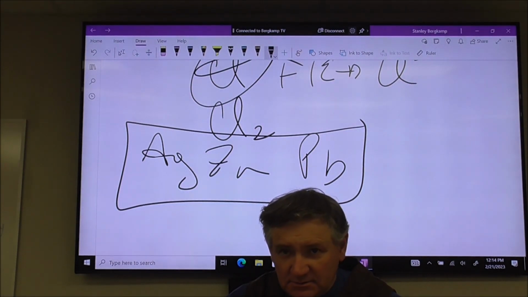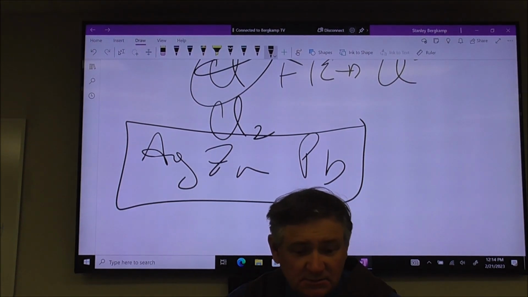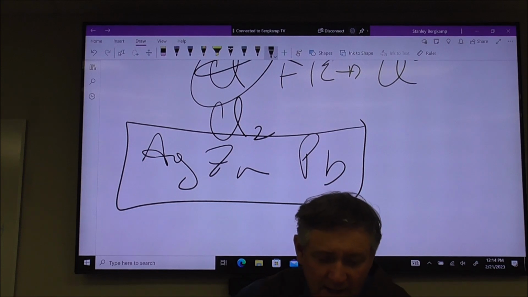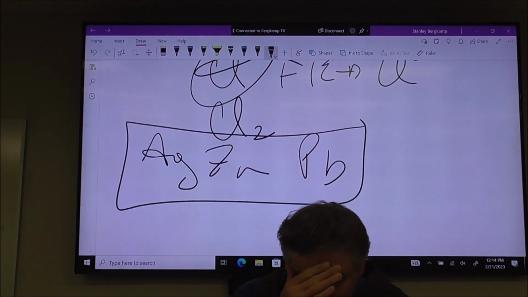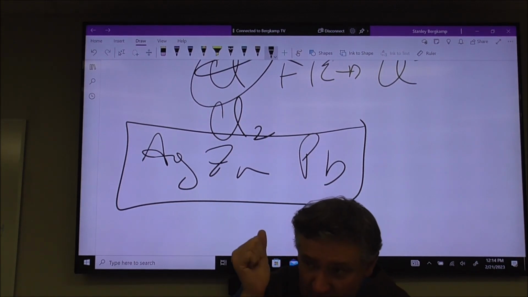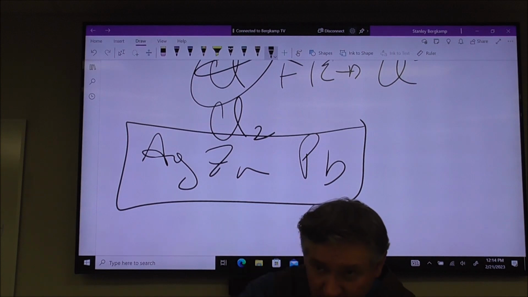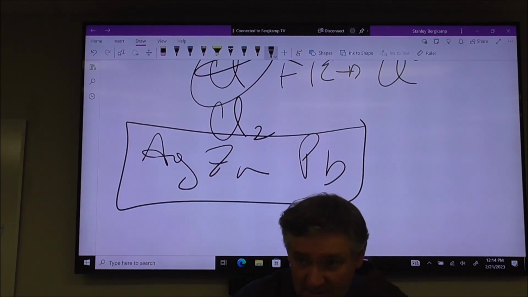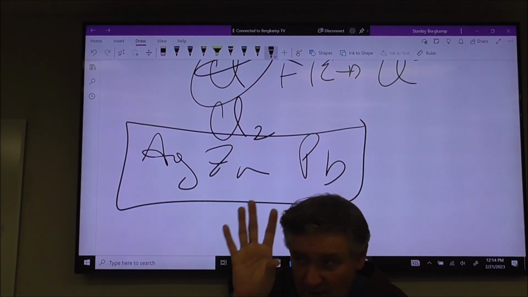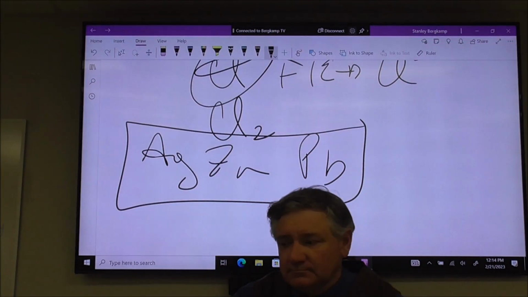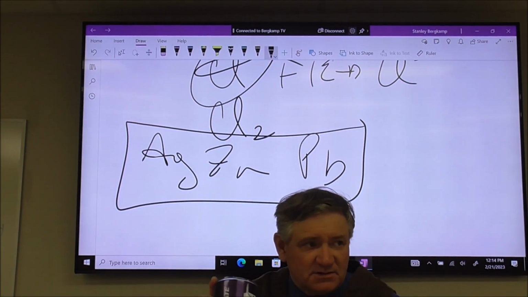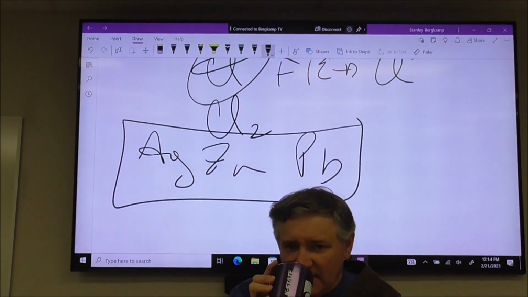Anything else? Going once? Make sure on 35 and 36 that I can clearly see the E0 values and if it's spontaneous or not spontaneous and the overall balanced equation. Okay, so make sure that I can clearly see those three values. Anything else? Going once, going twice. Okay, get that handed in.